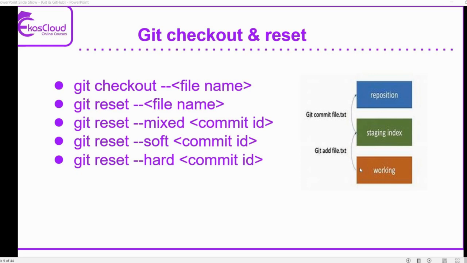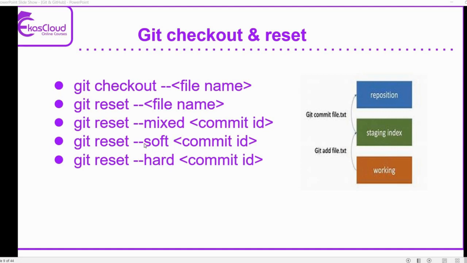You have one file here, and you use git add to move that file to the staging area. Now the file is here. If you wrongly send a file to the staging area and you don't need it, you can use git reset to discard the changes in the staging area. For that purpose we use git reset, and we can use git reset with the modes mixed, soft and hard.